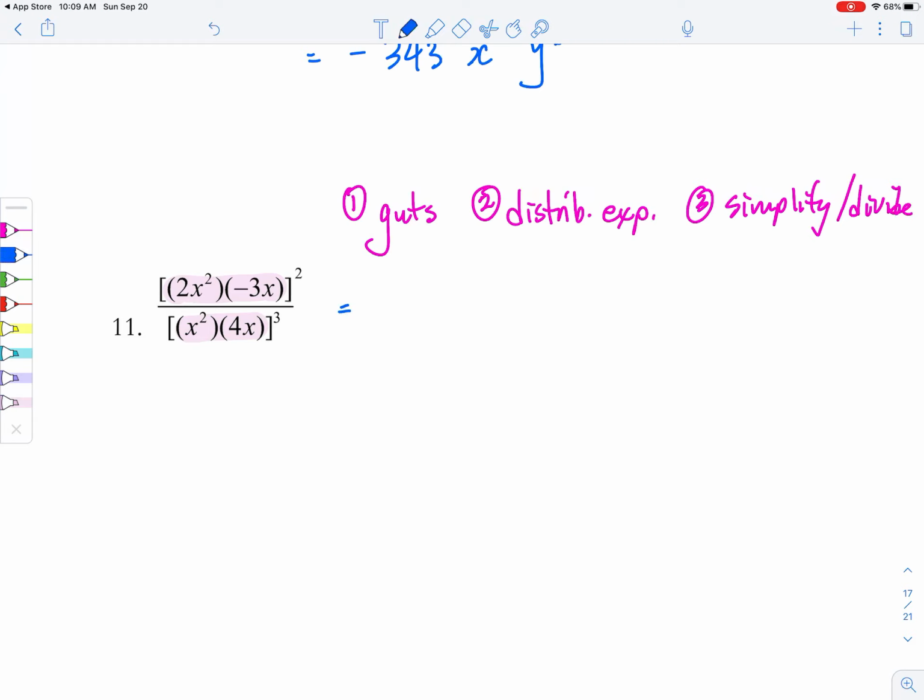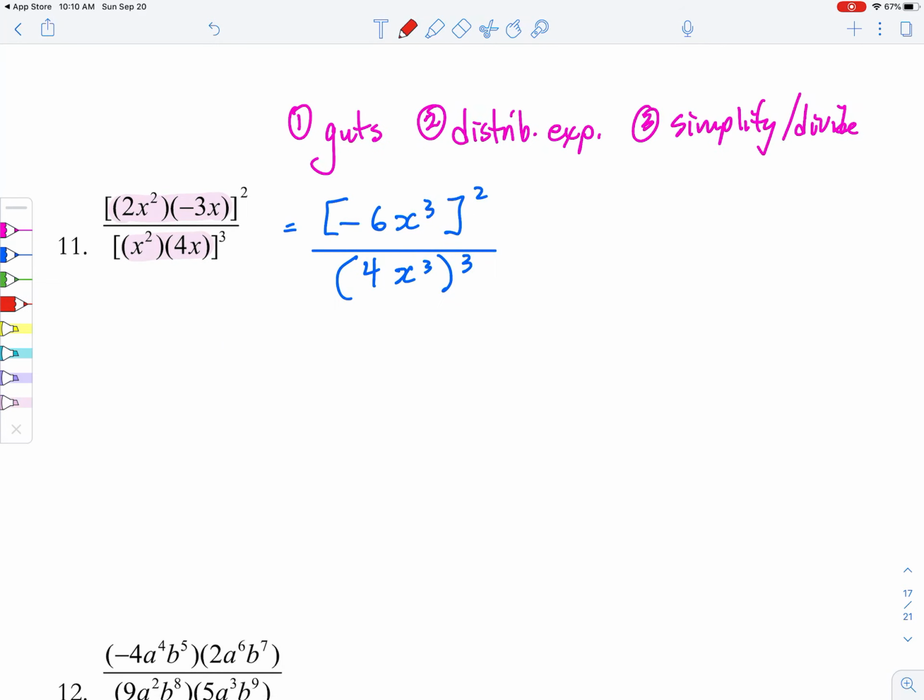Up top, 2x squared times minus 3x. Number times number gives me minus 6. x squared times x gives me x to the 3. That's up top, all squared. Over 4, because there's a ghosty 1 in front of the x squared. And then x squared times x is x to the 3. And this whole thing is going to be to the 3. So I've done the guts. Now I'm going to distribute that exponent. So up top, the 2 is going to go on the minus 6 and the x cubed. Down low, the 3 is going to go on the 4 and that.